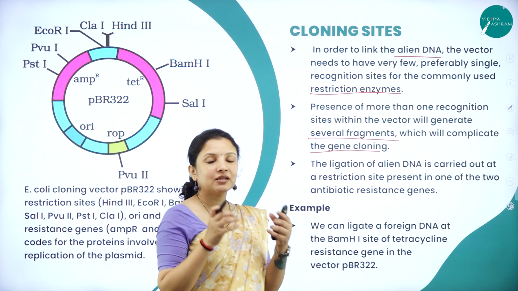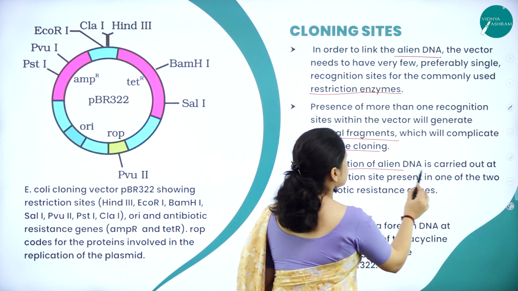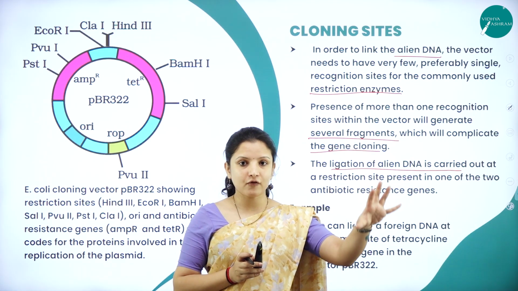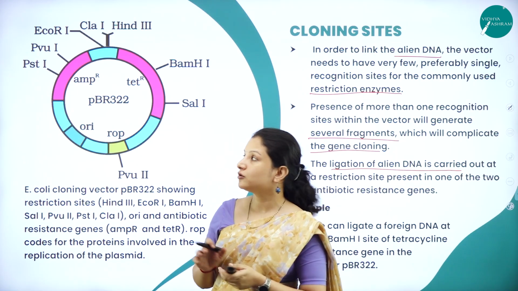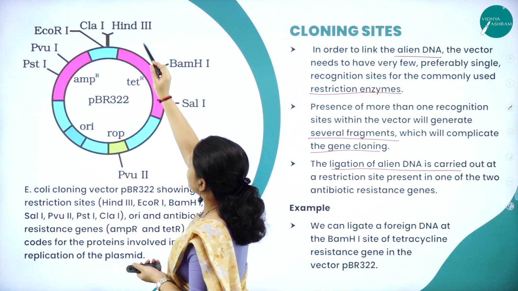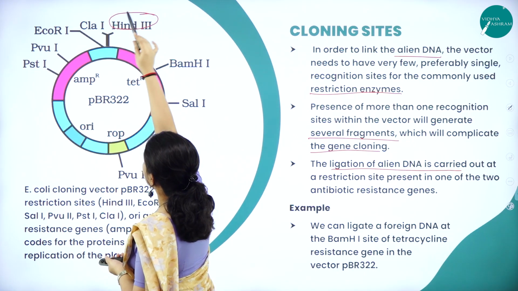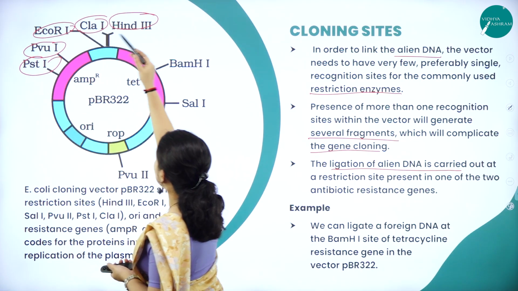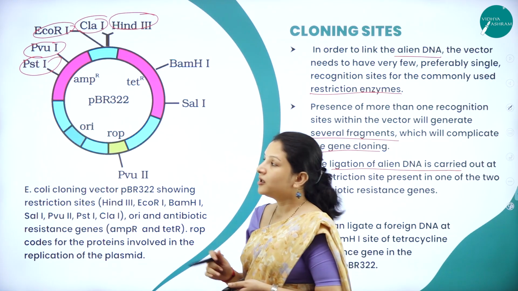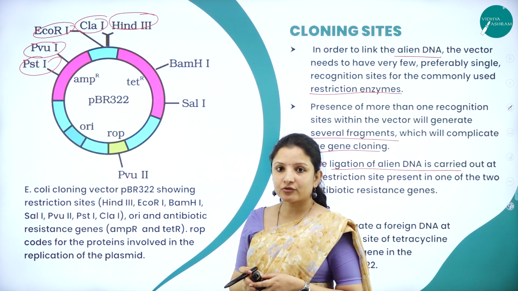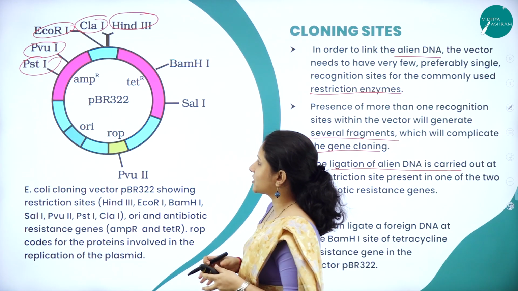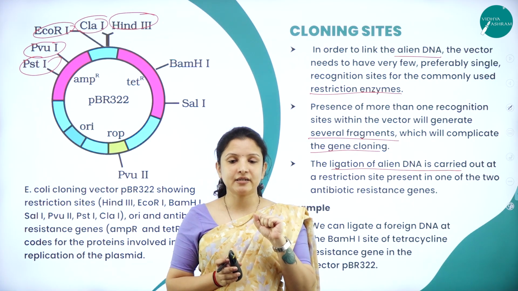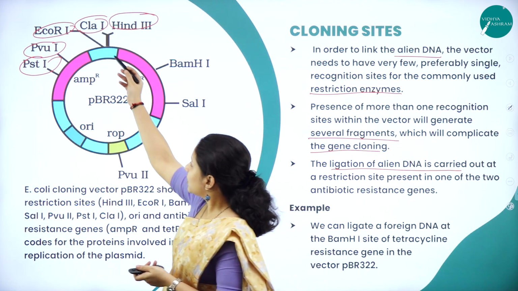After that, what happens? The ligation of alien DNA, that is the sticking of the alien DNA, is carried out. From where did the alien DNA come? From the foreign DNA, right? That foreign DNA will go and bind here. Say for example, here they have given different restriction enzymes: HindIII, ClaI, EcoRI, PvuI, PstI. These are different restriction enzymes that are there. So any one restriction enzyme should go and recognize. Say for example, one restriction enzyme will be there in that particular site. That particular restriction enzyme will go and bind there. It will cut this, which is nothing but the DNA itself.